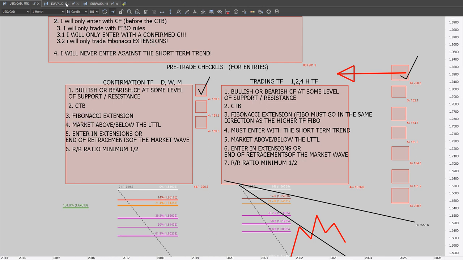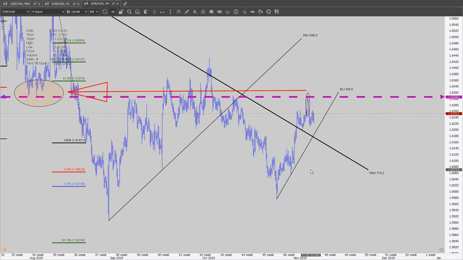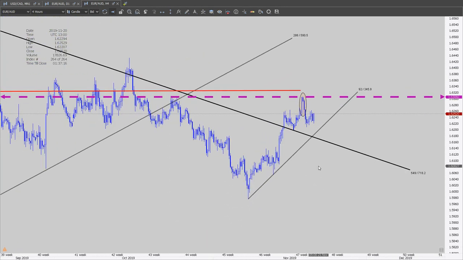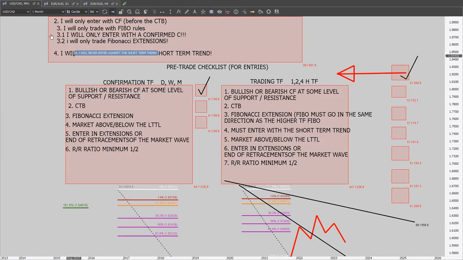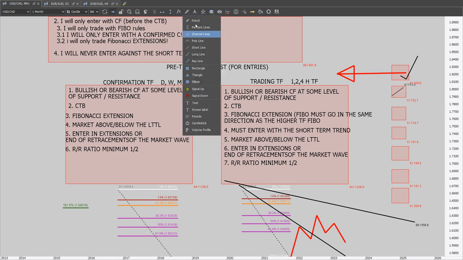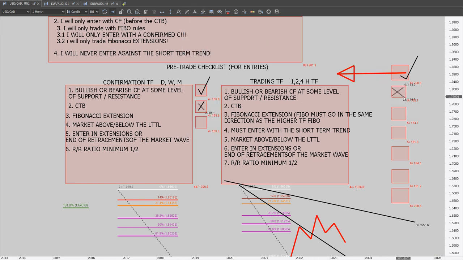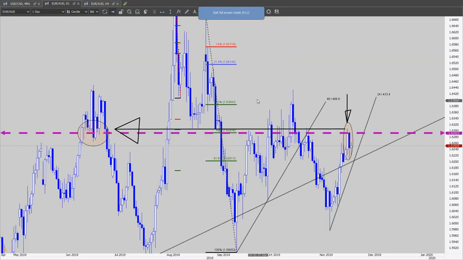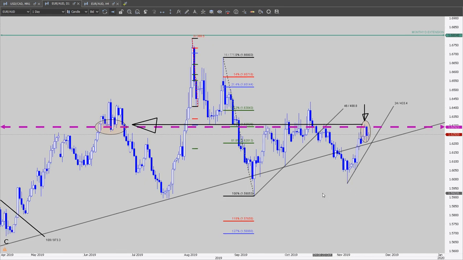Okay, so before I'm going to short the market, I have the first one. Number two, counter trendline breaks. It's a no, everybody. I don't have a counter trendline break. Okay, so on both charts, I don't have a counter trendline break. So it's a no. And on my trading time frame, I don't have, right? Counter trend. Number three, Fibonacci extensions. Fibonacci must go in the same direction as the higher time frame Fibonacci. Well, I do have a down Fibonacci.